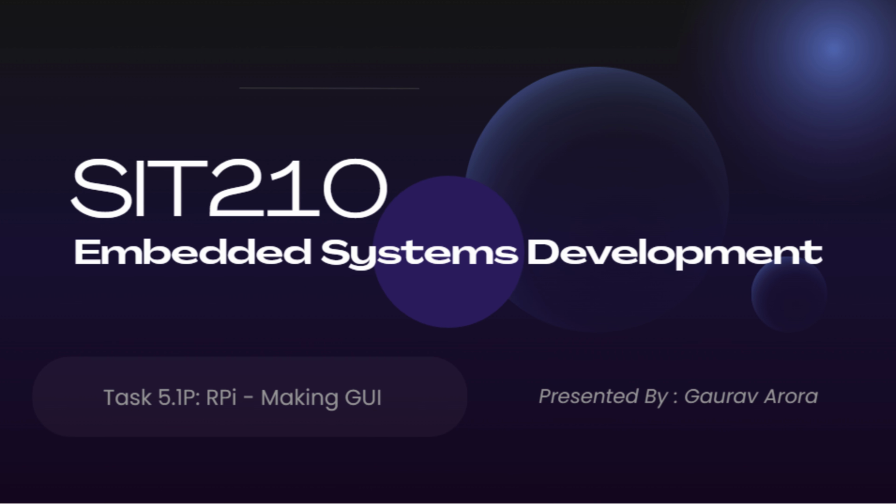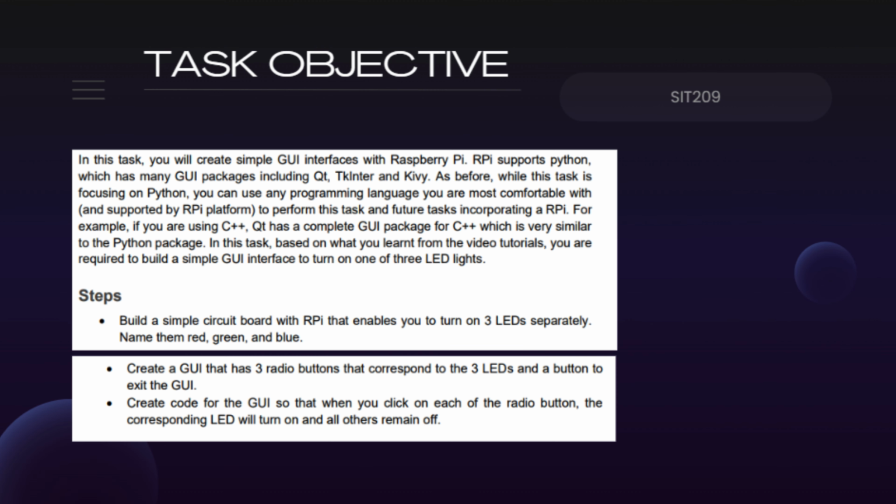This is the video demonstration of the task 5.1P of embedded system development, which is about Raspberry Pi and making a GUI. Now starting with the task objectives, this task requires us to develop a simple graphical user interface to control the LEDs connected to the Raspberry Pi.